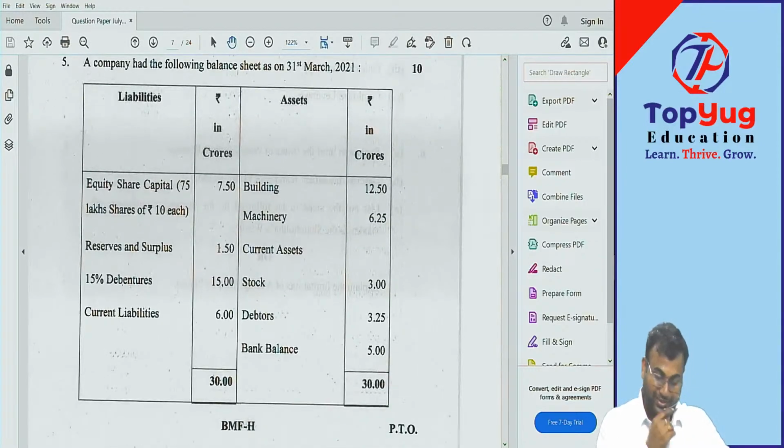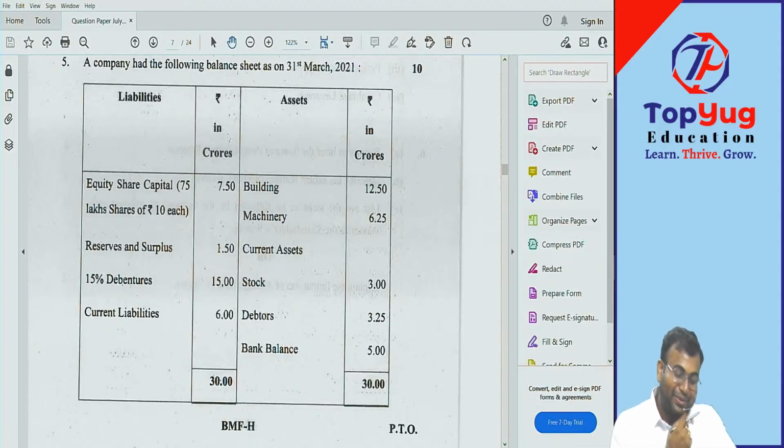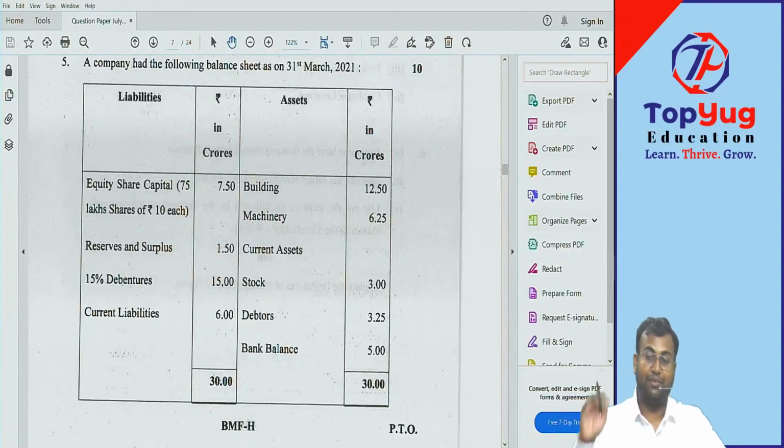This is the exam problem. So it is in crores. You remember the one in lakhs. ठीक है. So company has the following balance sheet on 31st March 2021. Equity share capital is 7.5 crores, each share at 10 rupees. So total outstanding shares are 75 lakhs. Reserves and surplus 1.5. We will do this problem only if you tell me. If you are comfortable, हाँ sir ये तो चिंदी है, then we'll leave it. चिंदी means small, or easy.